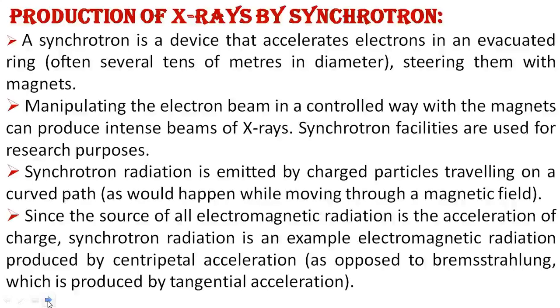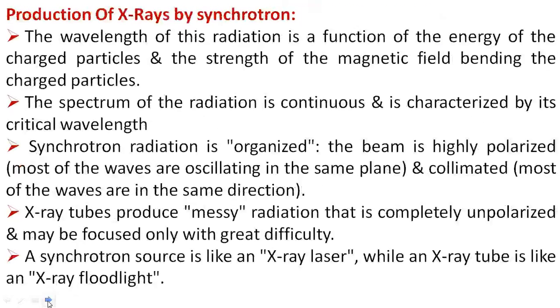Synchrotron radiation is emitted by charged particles traveling on a curved path, as would happen while moving through a magnetic field. Since the source of all electromagnetic radiation is the acceleration of charge, synchrotron radiation is an example of electromagnetic radiation produced by centripetal acceleration, as opposed to bremsstrahlung, which is produced by a tangential acceleration. Next one is the production of X-ray by synchrotron.